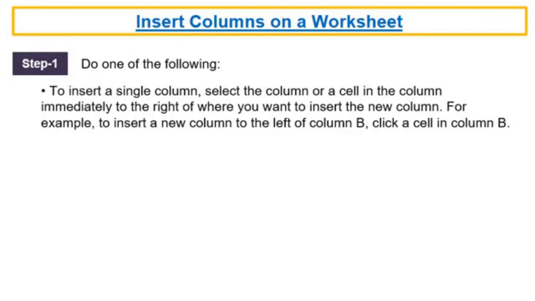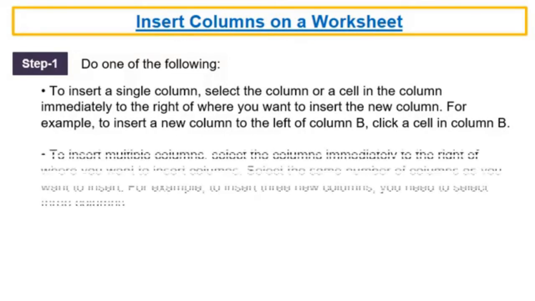Let us see how to insert columns on a worksheet. Step 1. Do one of the following. To insert a single column, select the column or a cell in the column immediately to the right of where you want to insert the new column. For example, to insert a new column to the left of column B, click a cell in column B.